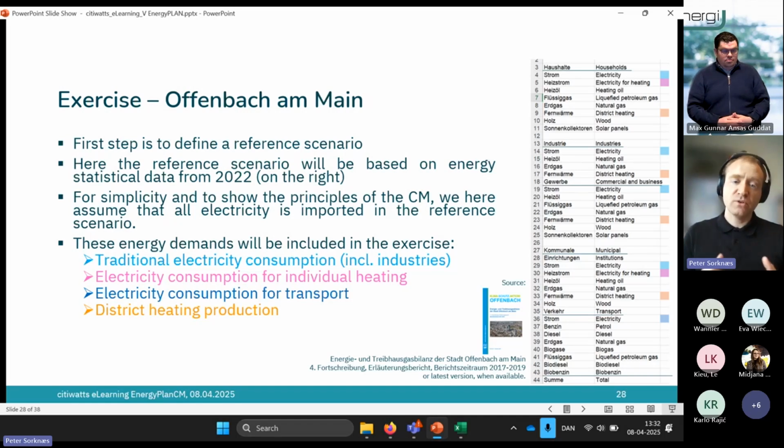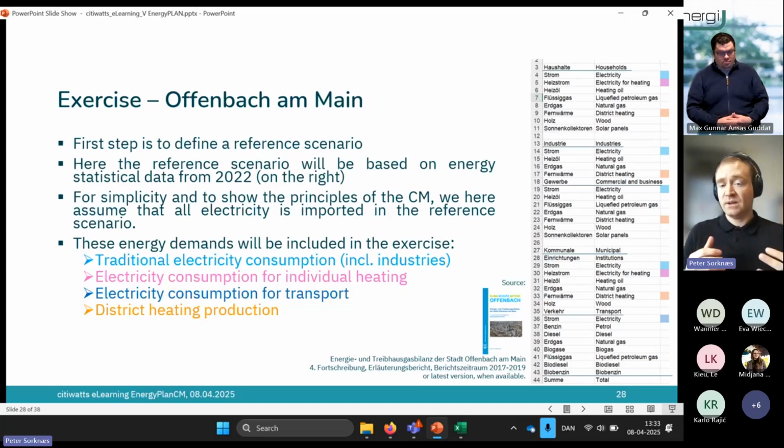So it is important to note that this necessarily doesn't show the actual current or the potential future as decided locally. This is more to show the capabilities of the tool. I will also not include all potential technologies we have. I'll focus on what we could call traditional electricity consumption.